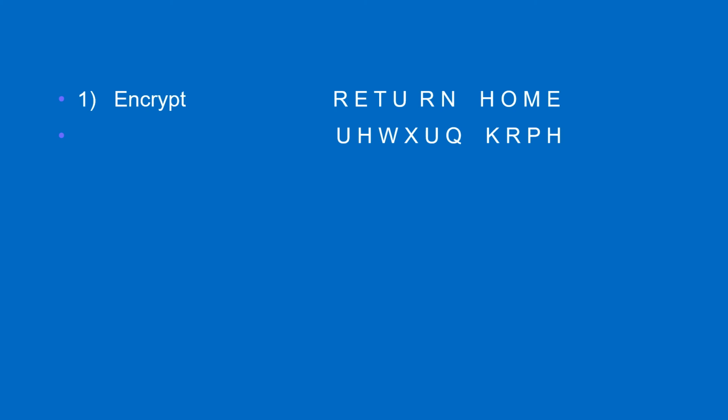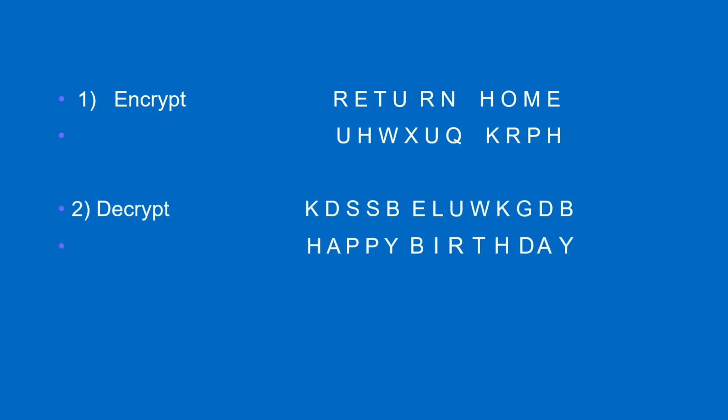Now let us encrypt the message return home. If R is shifted by 3 positions, it will be U, and E will be encoded as H. Like this you can encrypt the message. The same way we can decrypt K. To get the plain text, you have to subtract 3 from K.